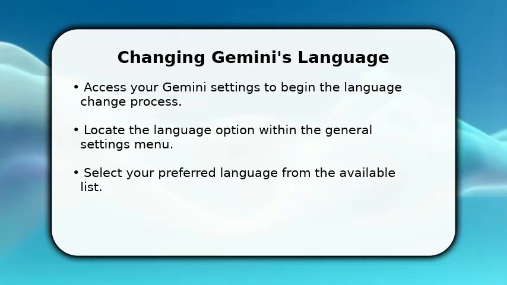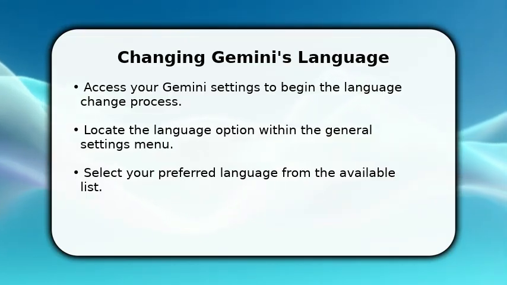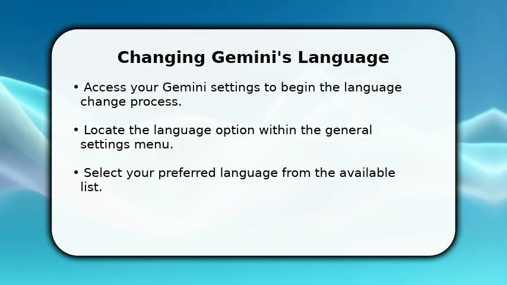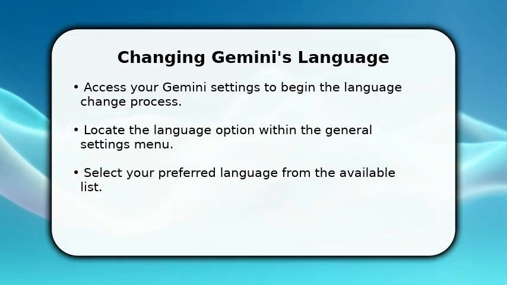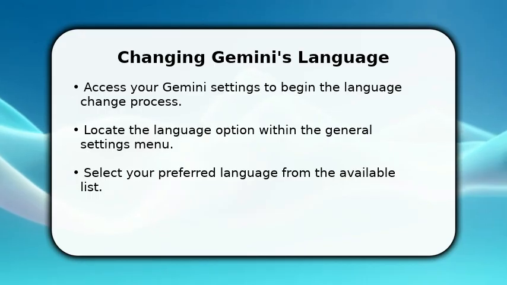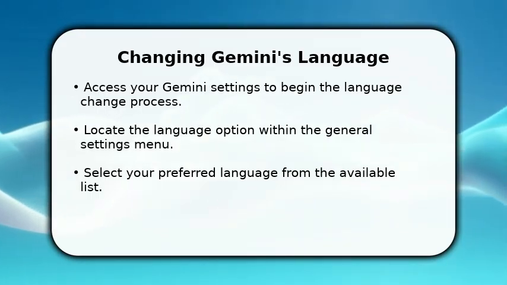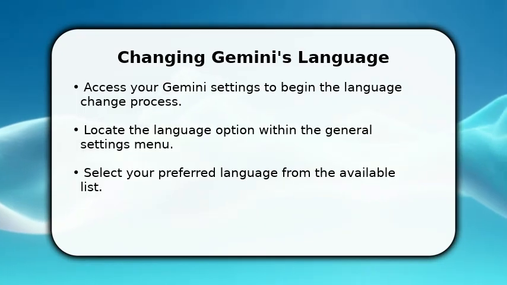In this video, I will explain how to change Gemini's language. First, open your Gemini application or navigate to the Gemini website. Look for the settings icon, often represented by a gear, usually found in the top right or bottom left corner of your screen. Click on this icon to access your personal settings.